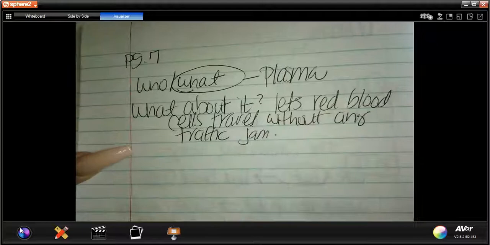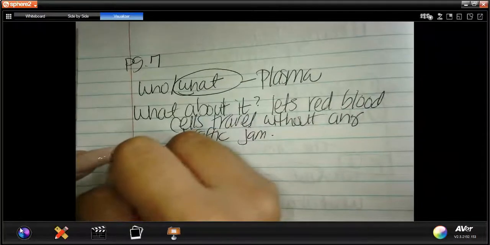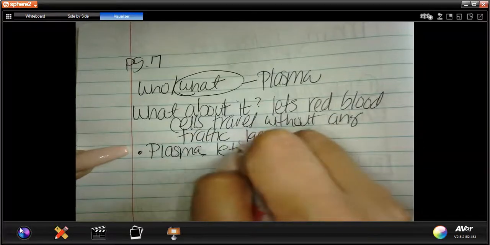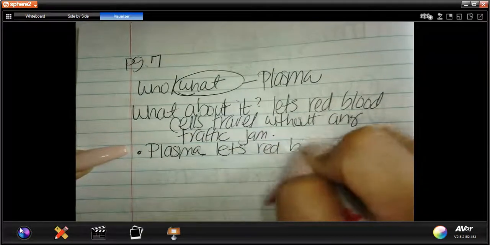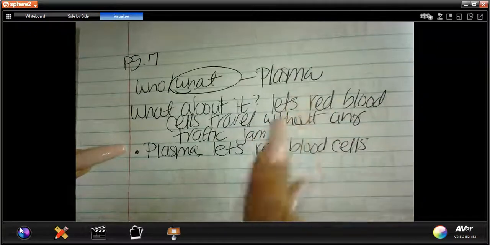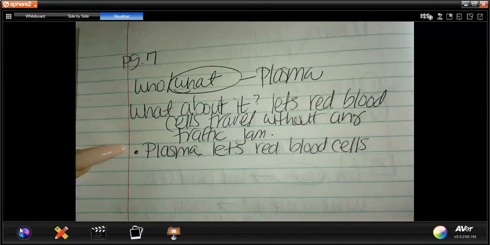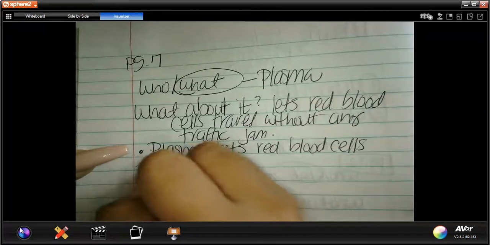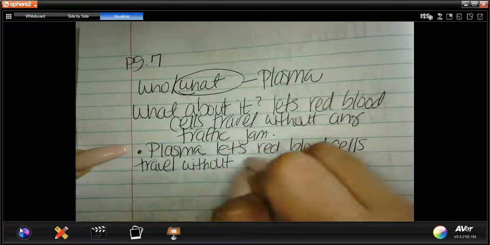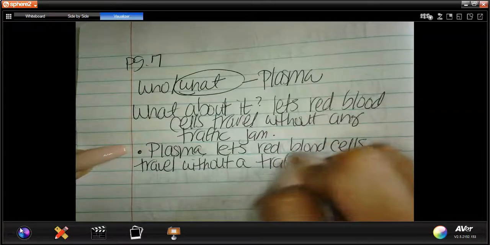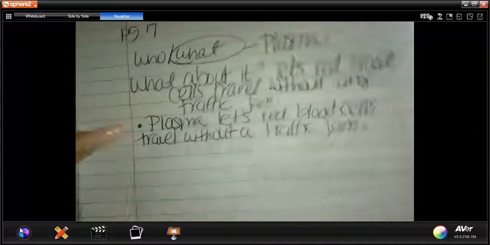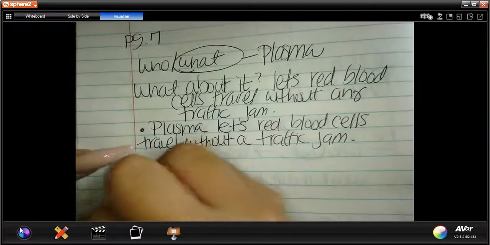Don't forget, we need to write in a complete sentence. So my complete sentence would be plasma lets red blood cells, remember I'm just writing them together because we need a complete sentence, travel without a traffic jam. You can also write without any issues. Good. Now we need a supporting detail.